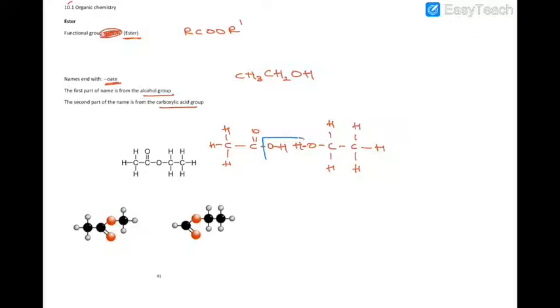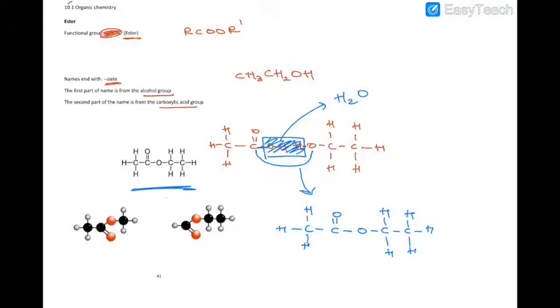Now what happens when you have the formation of an ester is that the carboxylic acid loses the OH and the alcohol loses the H, so that H2O leaves the molecule. So this is gone, which means that this carbon now links to this oxygen. So there's a bond between this carbon and this oxygen here. So we end up with that molecule here, like this.